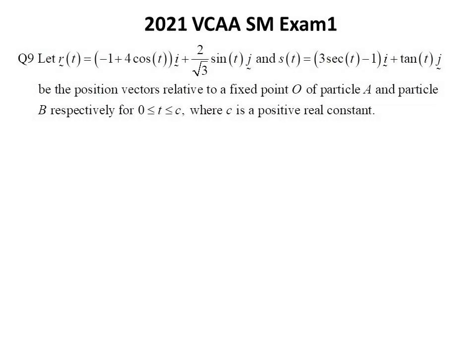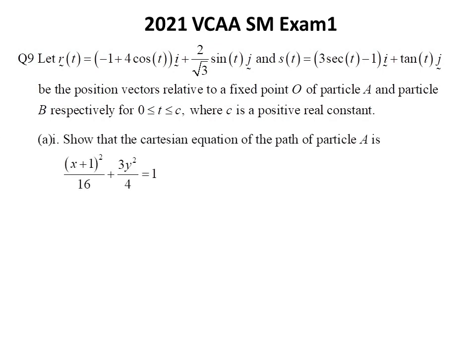Welcome to this VCAA Specialist Maths exam paper series. In this video, we will present question 9 of exam 1 in the 2021 paper. It is a pretty long short answer question. The question starts with 2 position vectors r of t and s of t. Both position vectors are relative to a fixed point O, of particle A and particle B respectively, for t within a closed interval from 0 to c, where c is a positive real constant.